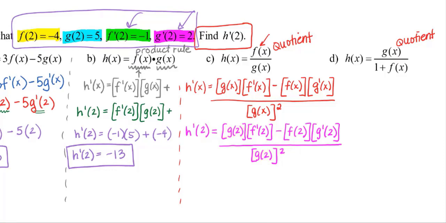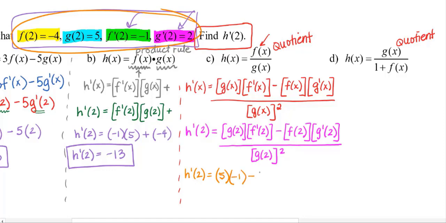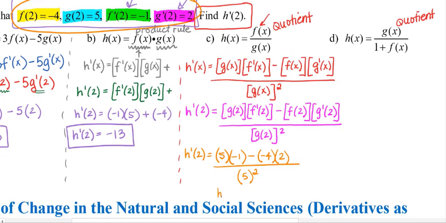Okay, so now I'm going to find those 4 values based on the 4 values that we were given above, right? So h prime of 2 is g of 2, which is 5, times f prime of 2, which is -1. F of 2 is -4. Watch your signs here. G prime of 2 is 2. All over g of 2, which is 5 squared. So h prime of 2 is -5 plus 8, right? So 3 over 25.